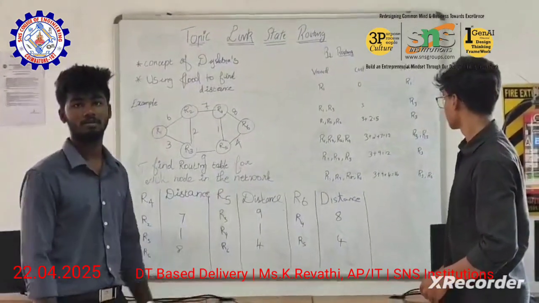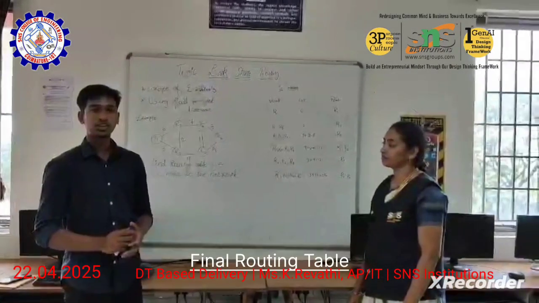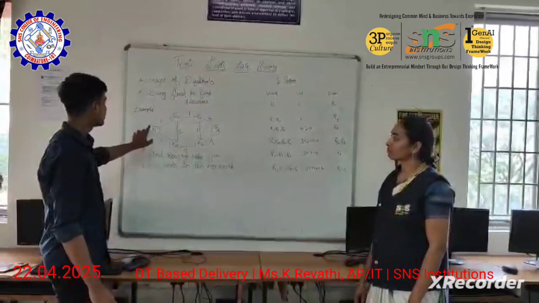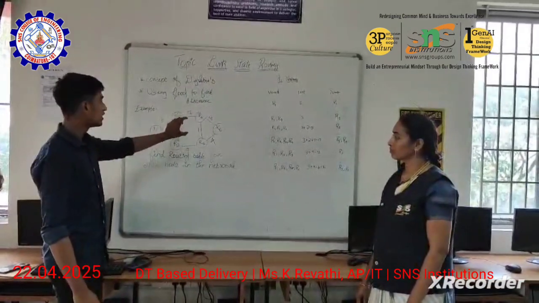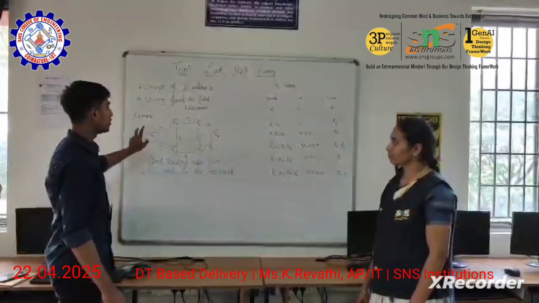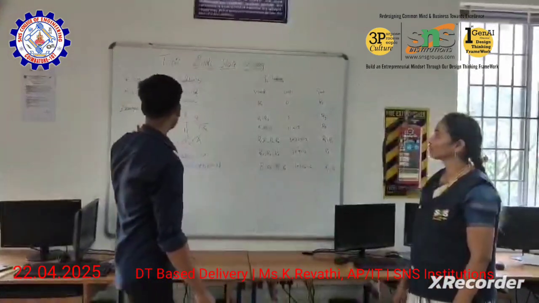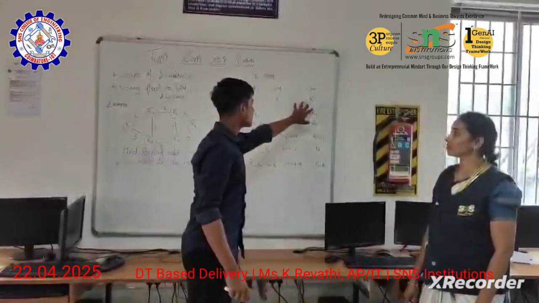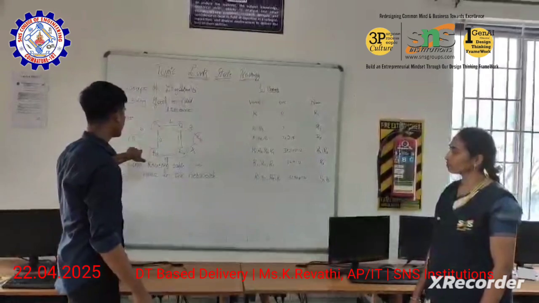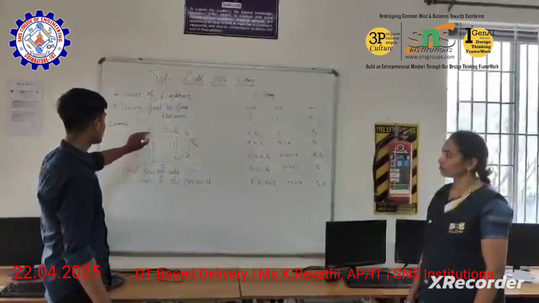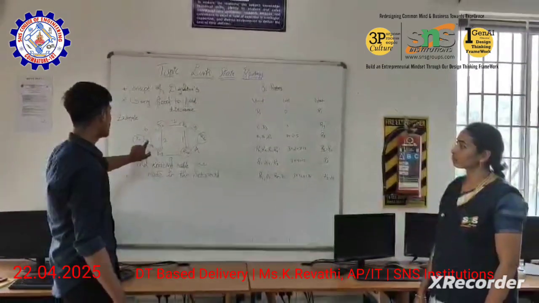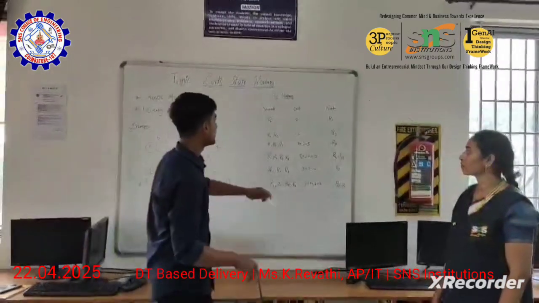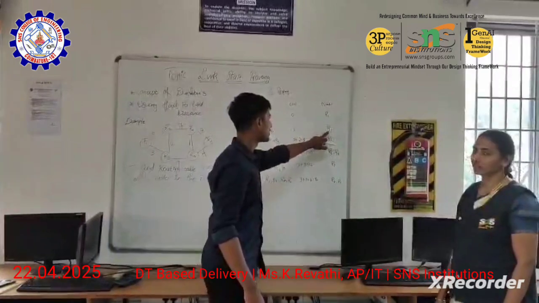Now the final routing will be set. I'm going to find the routing table for R1. Now we are taking R1 as a source node and we are going to find the distance of each node from the source node. First we are taking R1. It is a self node, so the distance of R1 is 0 and the next node is R1. Next we are going to the adjacent nodes of R1, which are R3 and R4. Now we are taking R3 first. The distance between R1 and R3 is 3. So we are taking 3 as the distance and the next node as R3.